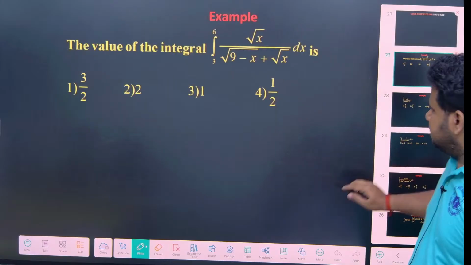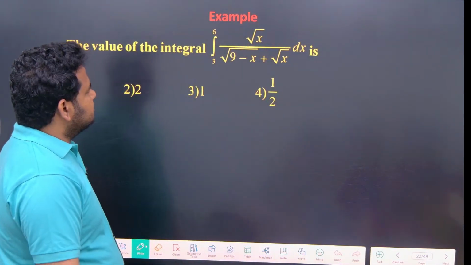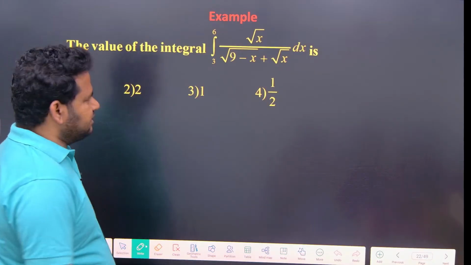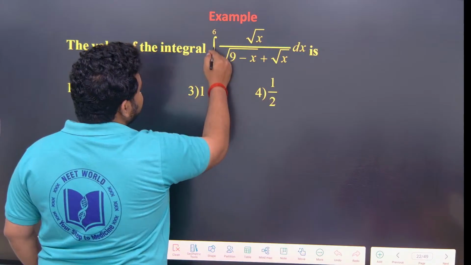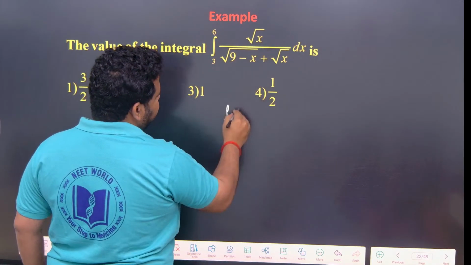Okay, this question: the value of the integral from 3 to 6 of square root of x over square root of 9 minus x plus square root of x. See here, this is of which form? The 9 is coming because of a plus b. So this is f of x, what? Root x, f of x.